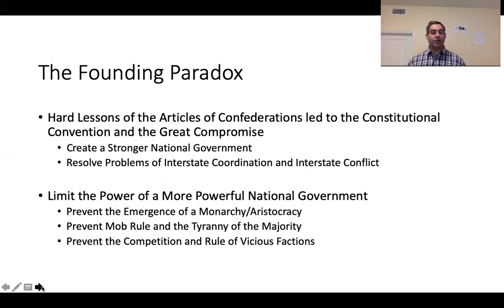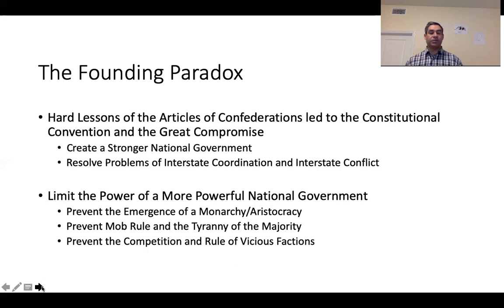They are worried about the masses. The experience of Shays' rebellion has taught them that there are going to be threats, especially short-term threats, as the public demands change from their government, and they worry that mob rule will lead to instability and a failure of government. So the question is, how are they going to do both?